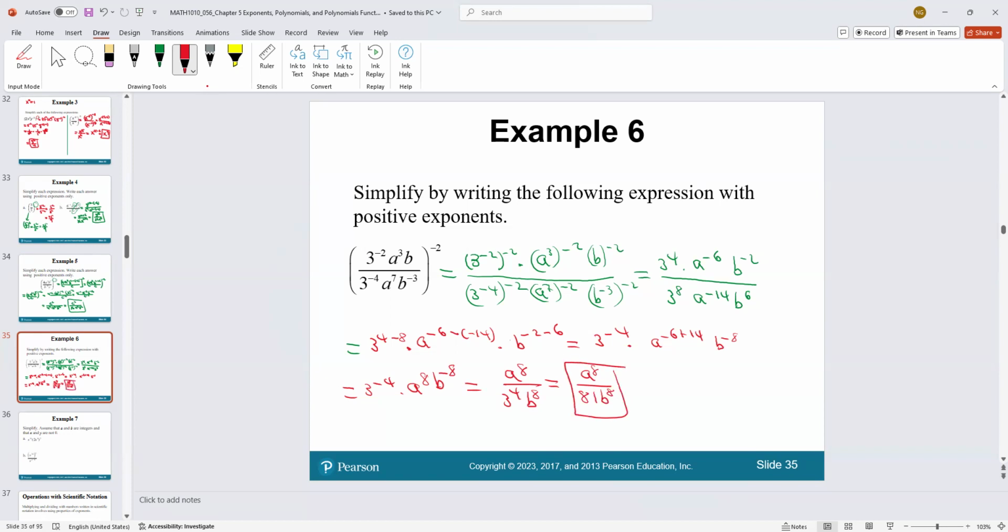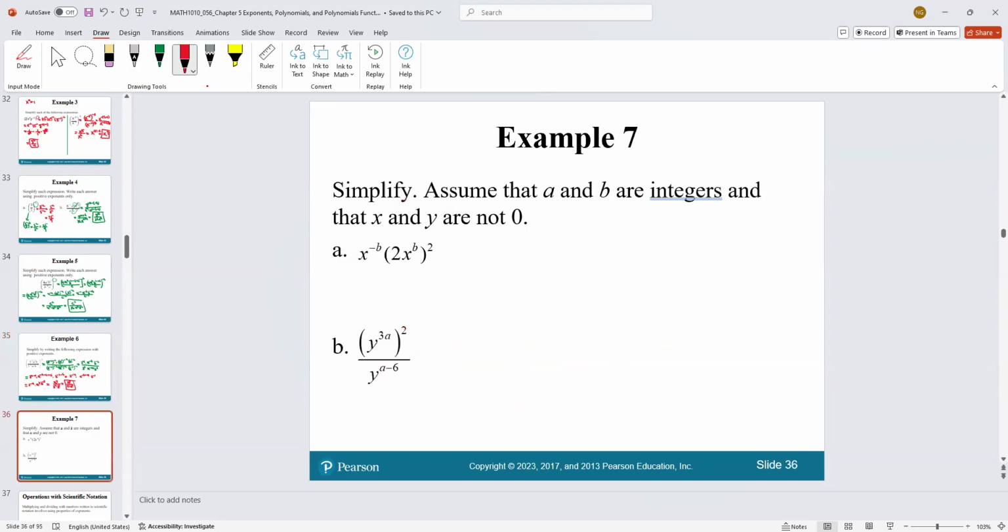Yay! I think we did it. That's how it's supposed to be. There are so many other examples we could do, but I'm hoping you get this one correct because what they ask us, for example, is to simplify, where a and b are integers and x and y are not zeros.